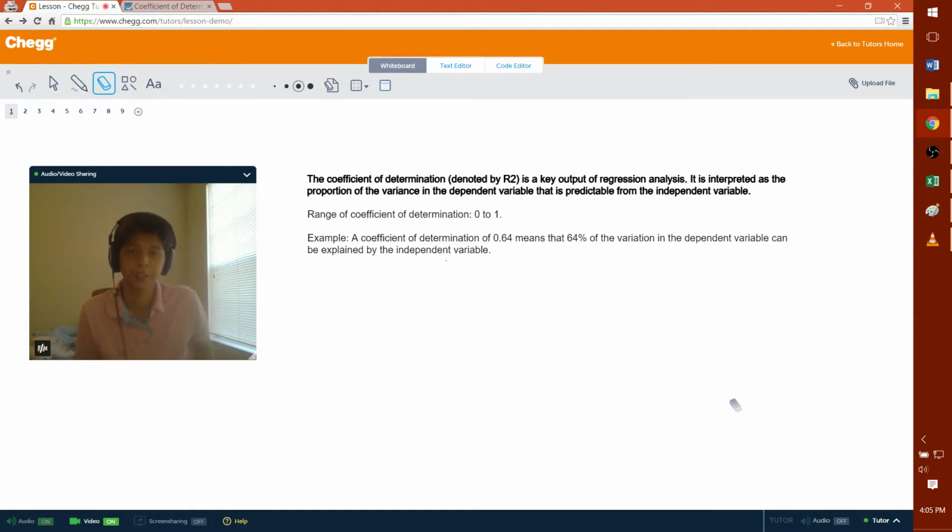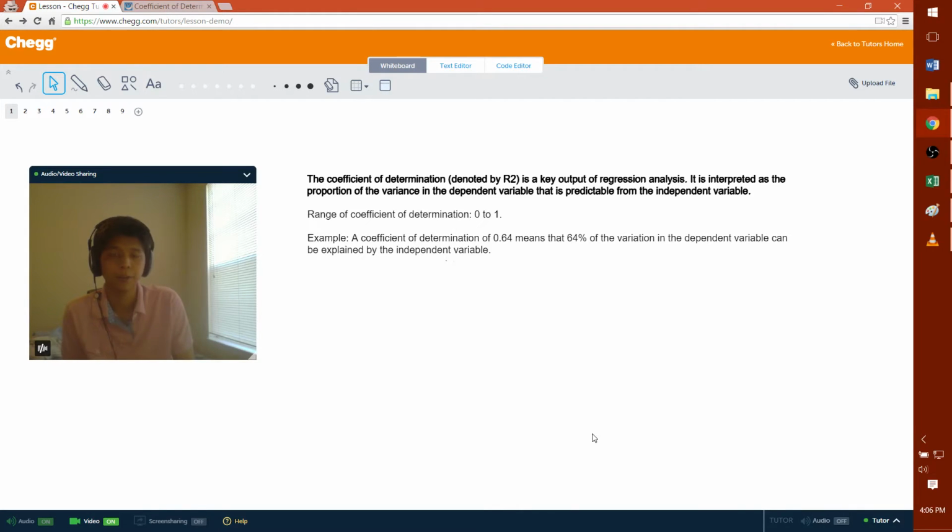So the actual definition of this term is the proportion of variance in the dependent variable that is predictable from the independent variable. But what does this actually mean? A simpler way of thinking about this is that the coefficient of determination is going to describe to you what percentage of the variation in your y, or your dependent variable, can be predicted by or attributed to your independent variable.